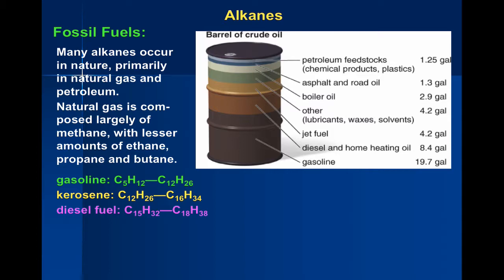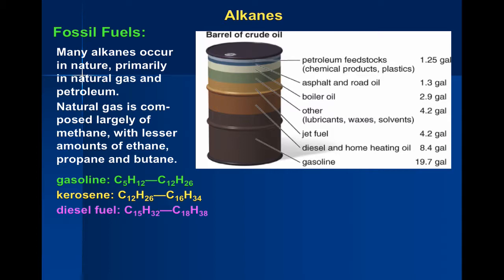Okay, you're going to get about an equivalent amount of other things like lubricants, waxes, and solvents, motor oils, those types of things, the waxes that you use for a variety of substances. You're going to get about 3 gallons of what's called boiler oil. You're going to get about 1.3 gallons of asphalt and road oil. Think about all the miles of asphalt that you see, right? And a barrel of oil is only going to give you just a little over a gallon of that. That's not enough to cover this much space. So think about how many barrels of crude oil it takes to pave a mile of road. It's a lot, okay? It's an awful lot.